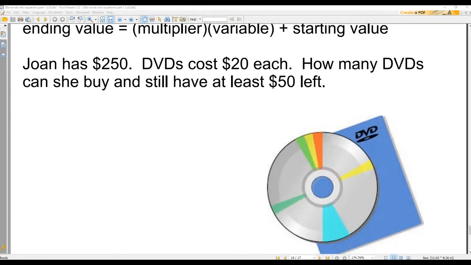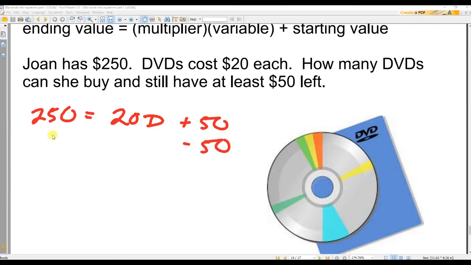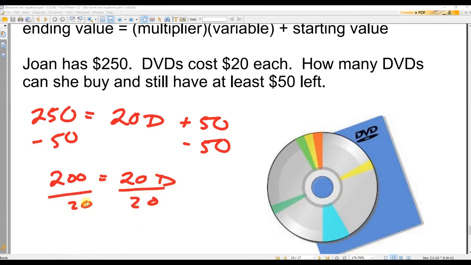Actually, I should solve these, shouldn't I? Let's solve this one. Okay, so we said it was going to be 250 equals 20 times the number of DVDs plus 50, so subtracting 50. 10 DVDs. Well, we decided, so she can buy less than or equal to 10 DVDs. Because if she buys more than that, she won't have the $50 left.